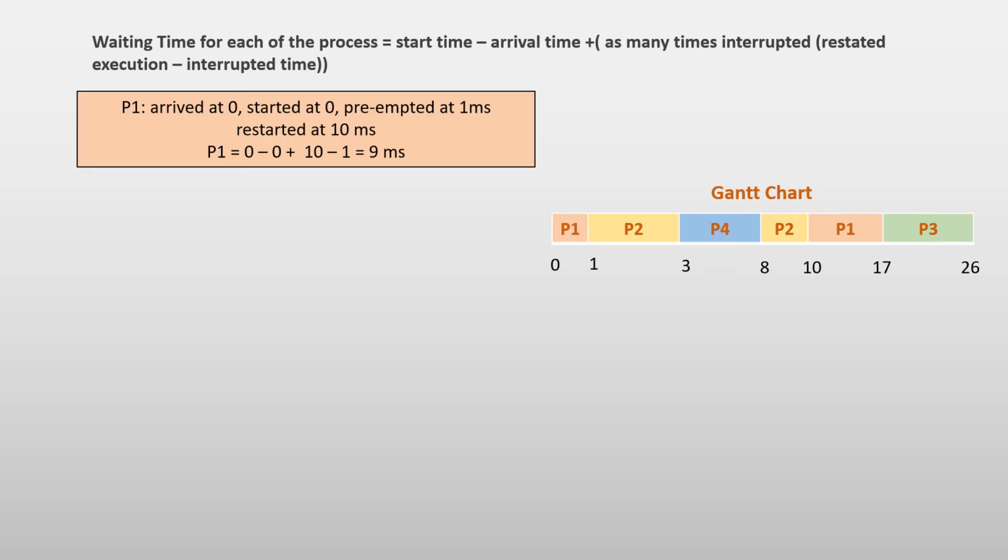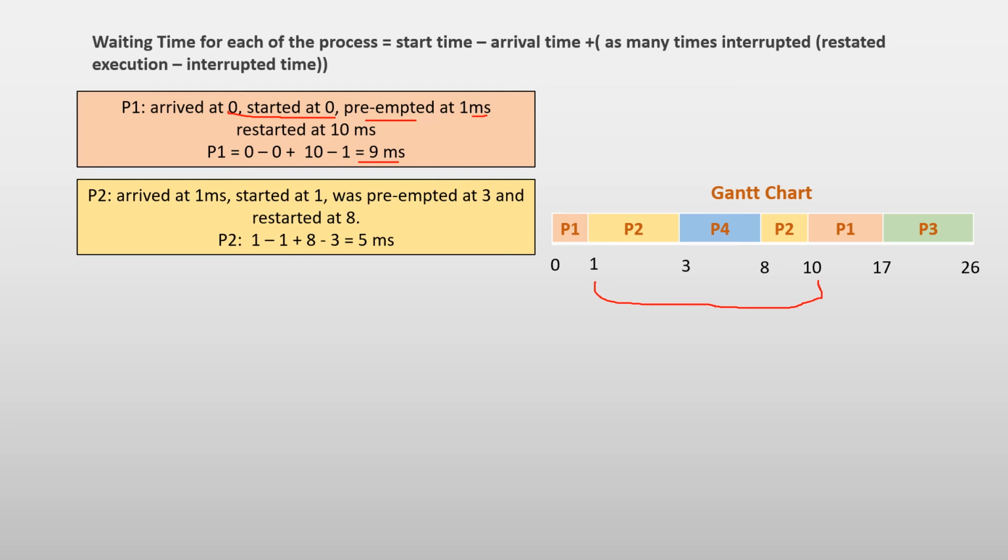So let's calculate the average waiting time now for these processes. Again, we have the same formula here. P1 started at time 0 and it arrived at time 0, but it was preempted at 1 millisecond and it waited. See, from here it was waiting till here. So it waited for 9 milliseconds. So 10 minus 1 is 9 milliseconds.